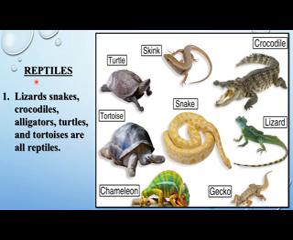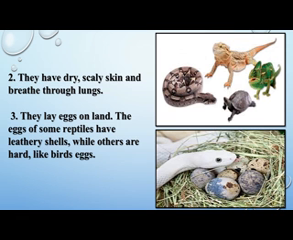Third main group of vertebrates are reptiles. All these are the pictures of the reptiles: lizard, snake, crocodiles, alligator, turtle. All these are the reptiles. They belong to the group called reptiles. All organisms included in this group have a backbone. Because of that, they are vertebrates, and all these animals are included in reptiles.